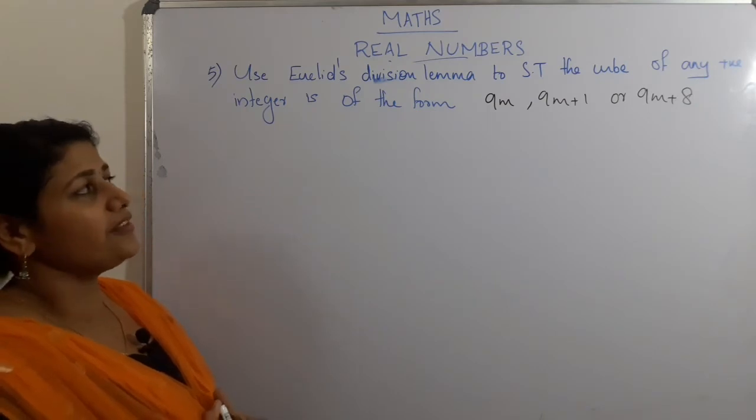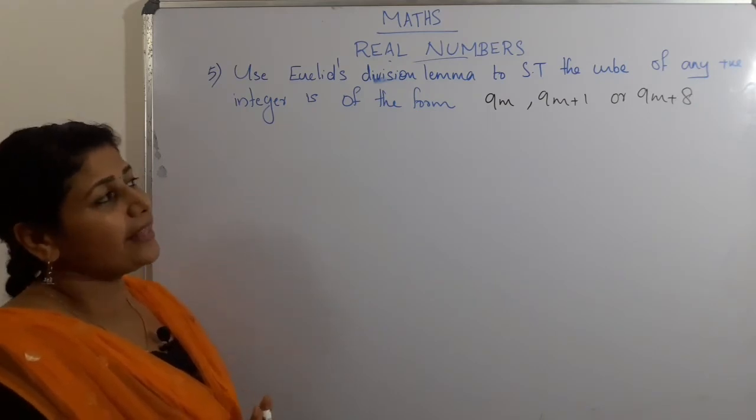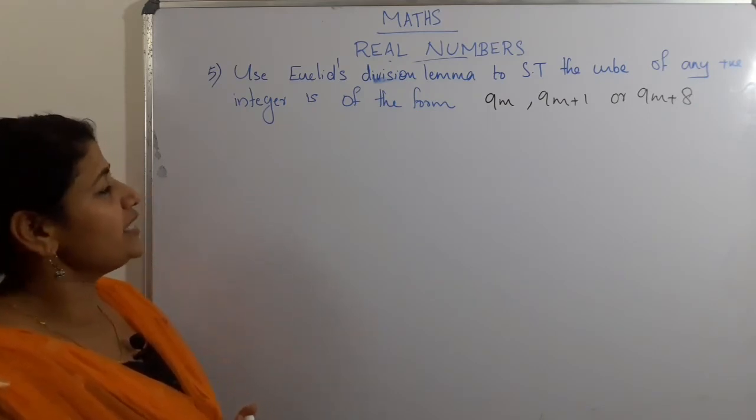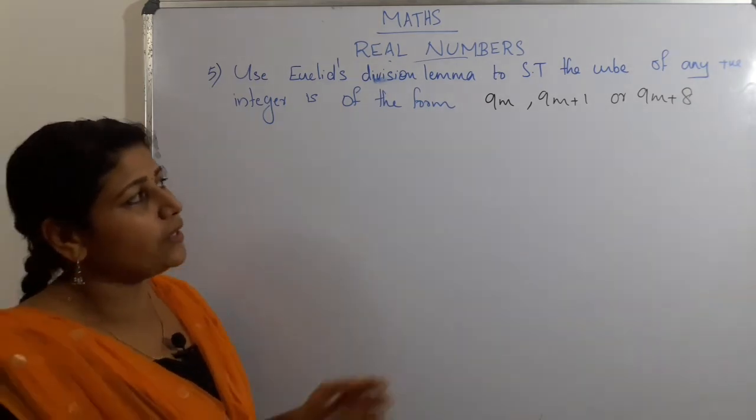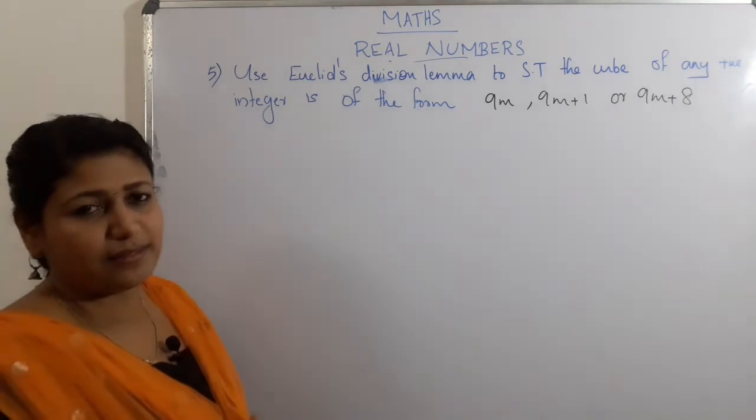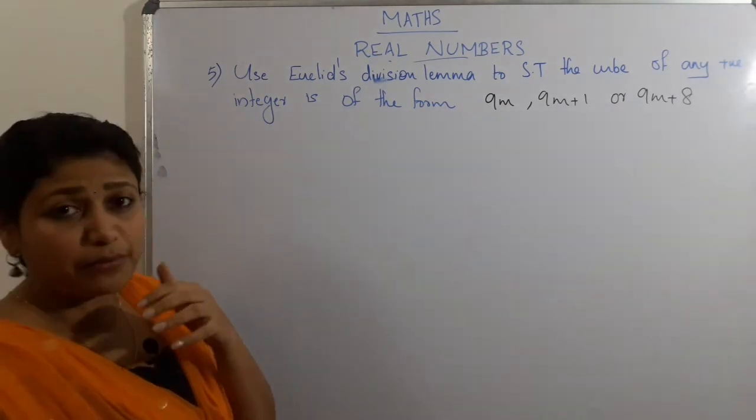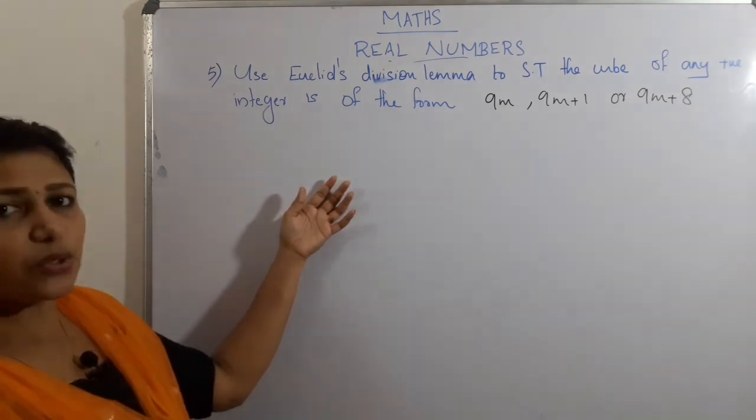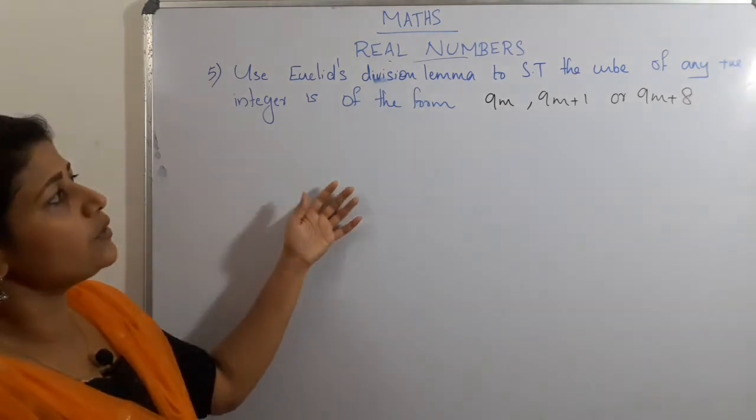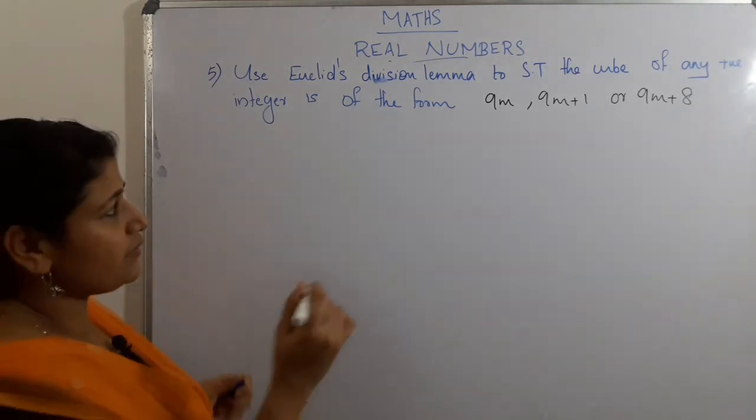The last question of that exercise, 5th question. Use Euclid's division lemma to show that the cube of any positive integer is of the form 9m, 9m plus 1 or 9m plus 8. This is just like the above question, but here it is the cube, and the last question we have discussed the square of that number. So first we want to find out the positive integer.